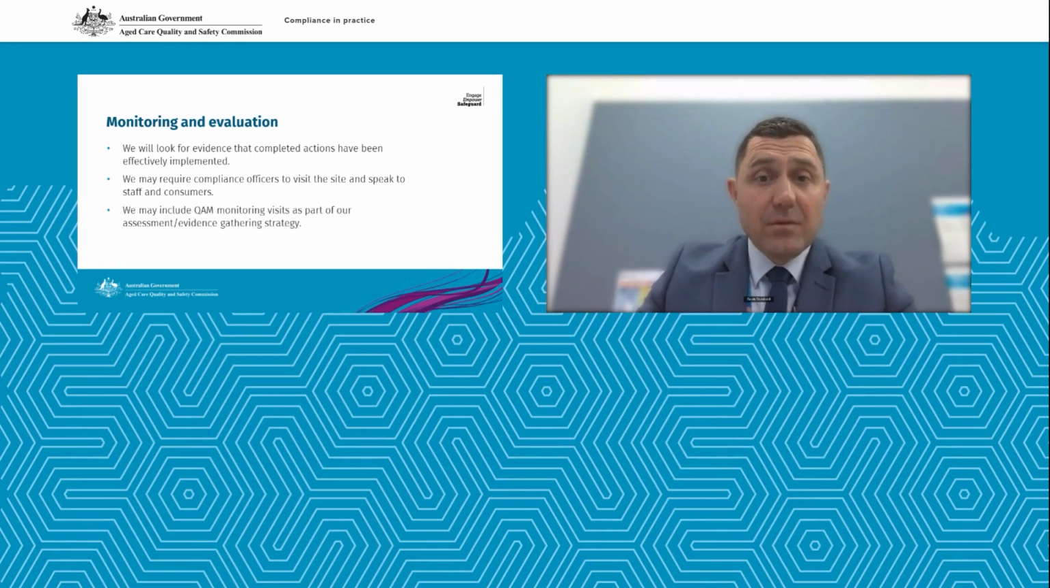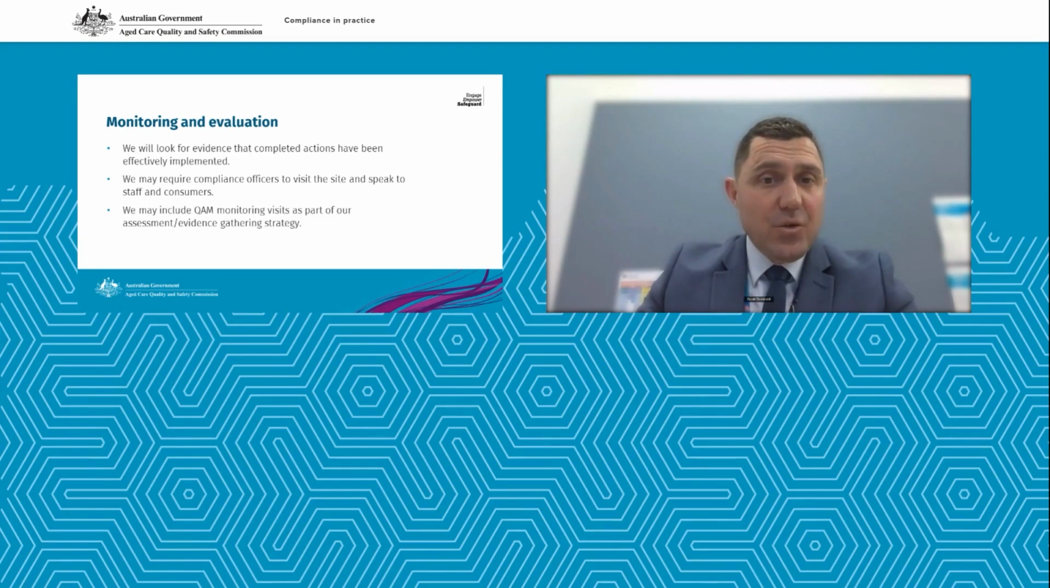The compliance officer will often ask for evidence to validate the actions being taken by the provider. This could include policy documents, training records, and governance frameworks. At times, compliance officers will even visit a service and speak to the relevant staff and consumers. These visits may also be conducted by a quality assessment team. The evidence gathered during our engagement with providers informs our decision about when the regulatory action can be finalised.